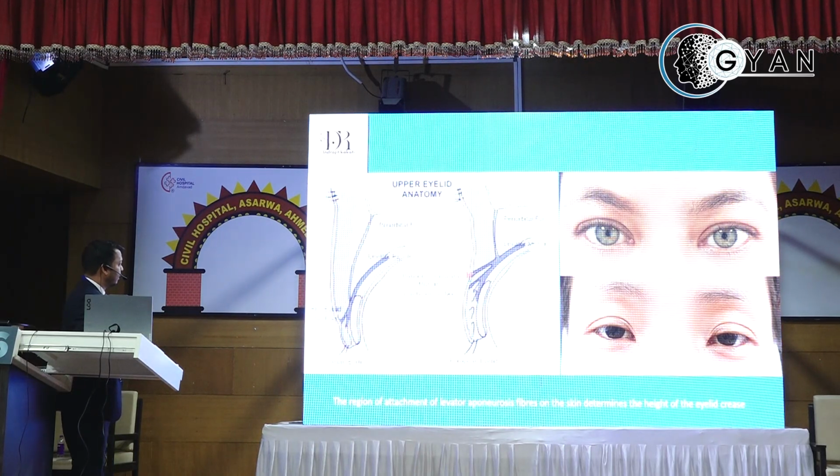So you can see the region of the attachment of the levator aponeurosis, whose fibers to the skin determine the height of the eyelid crease. In Asians, we have a lower fusion of the eyelid crease, where there is a flat eyelid fold or no fold. In the European eyelid, the lid crease forms above the tarsal plate, where the orbital septum and the levator palpebrae superioris muscle join above the tarsal plate, and the position of the crease is determined by the attachment to the skin.